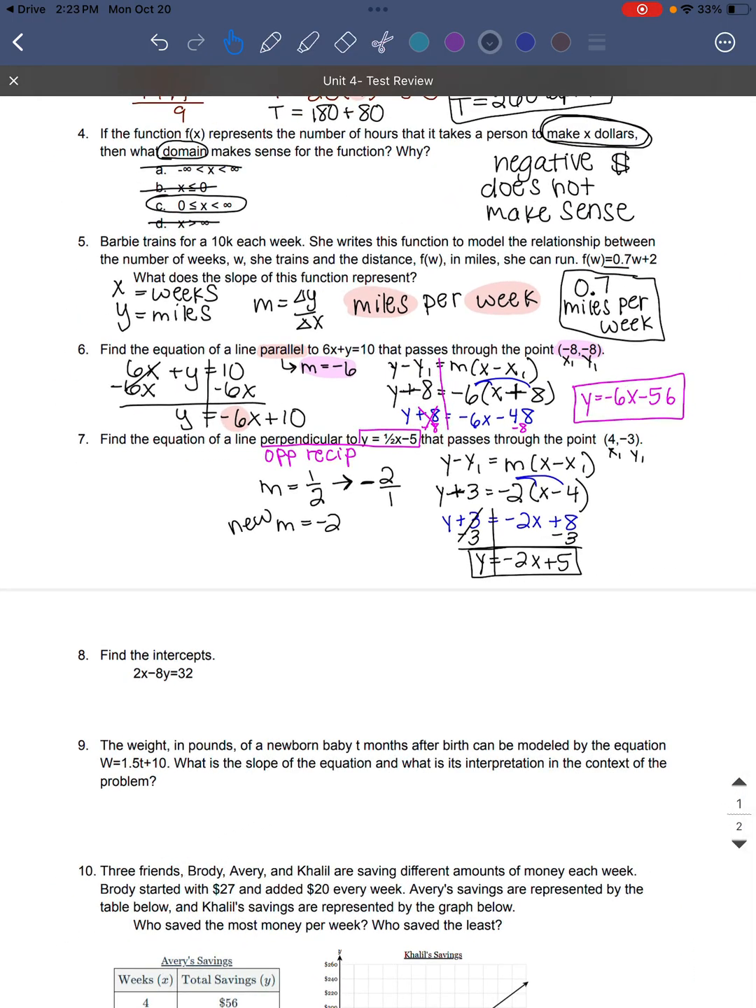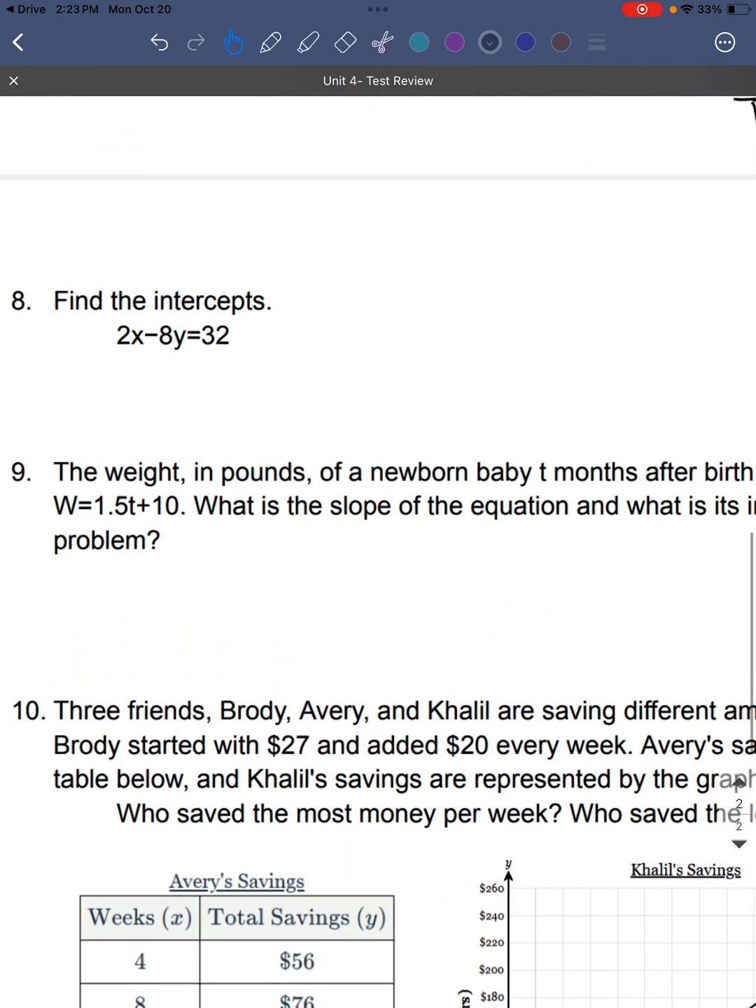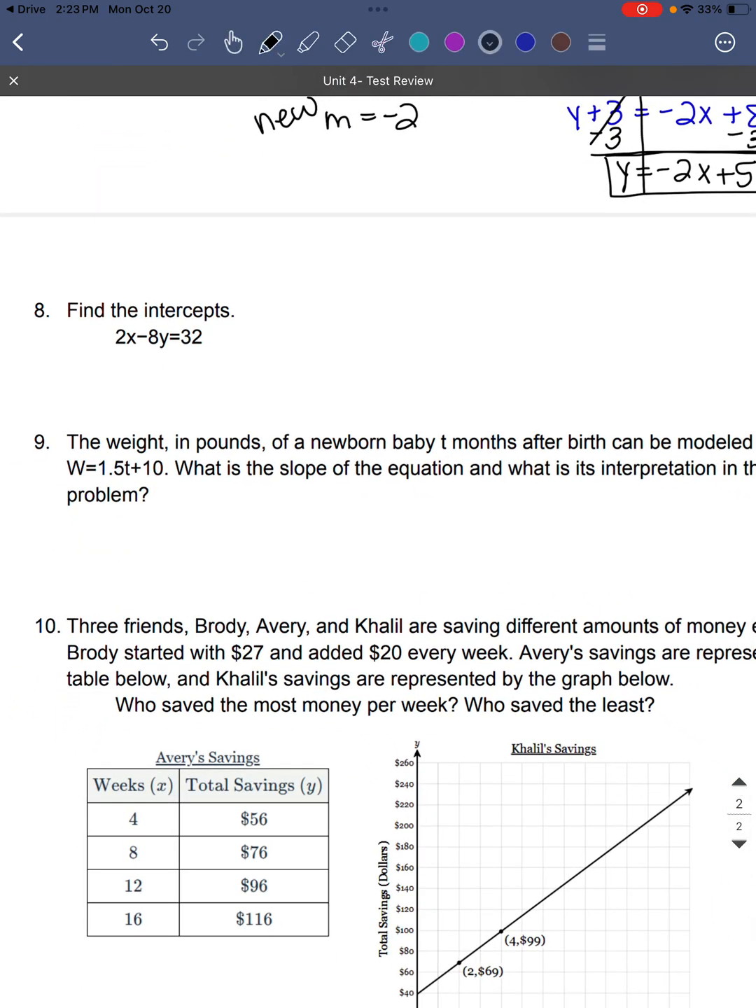Okay, the next one, find the intercepts. Well, we know an x-intercept is when y is 0. So we're going to plug in a 0 for our y, which ultimately ends up becoming 0, so we don't really need this. So your only step is to divide both sides by 2. And your x-intercept is 16.